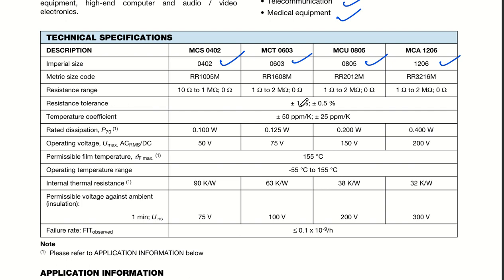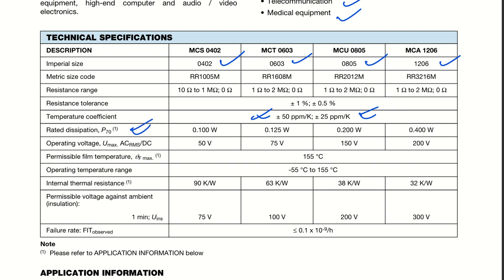Tolerance is much better, it is plus minus 1%, otherwise it is having plus minus 0.5% as well. We have temperature coefficient very good, which is going to be plus minus 25 ppm, and you can see the other one we saw just now was plus minus 100 ppm maximum, but this is very good, which is plus minus 50 ppm as well as plus minus 25 ppm. So that's the reason it will be a little costly.